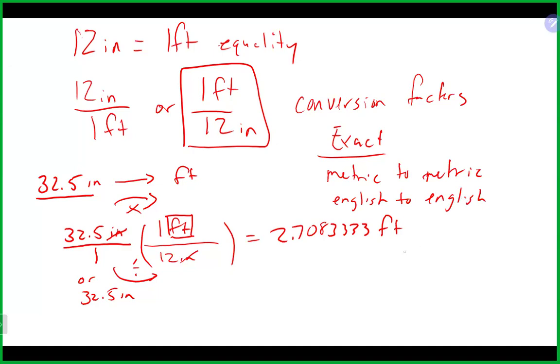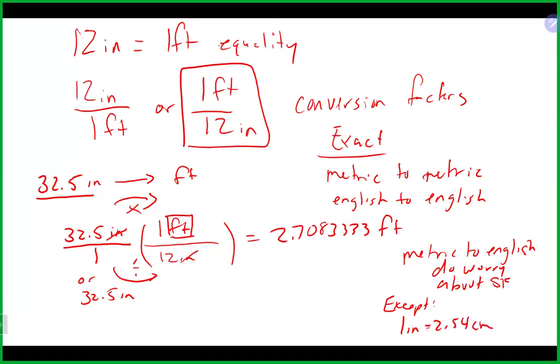It is only when you cross over and you go metric to English, or vice versa, English to metric, that you do have to worry about sig figs. And there are a couple of exceptions. The two notable ones that you're responsible to know are, in that situation, 1 inch is 2.54 centimeters. Once again, that is something you should know. And also here, 1 pound is 453.6 grams. So except for those, anything where you cross over, you do have to look at the significant figures in that conversion factor.